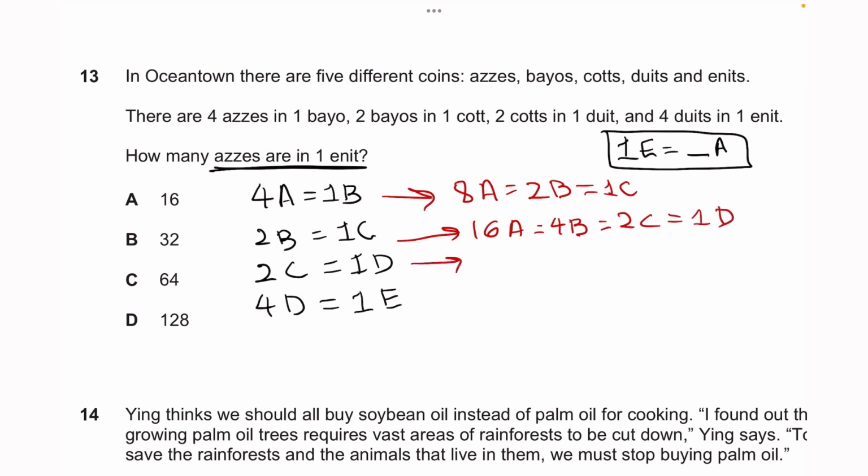And then we also know that, it's like repeating as we go, 64 Azes is equal to 16 Bayo, which is equal to 8 Cots, which is equal to 4 Dwits, which is also equal to 1 Enit. So how many As are there in one unit? From this conclusion, we can see that 64 As is equal to 1 unit. And so our answer to question 13 is C, 64.